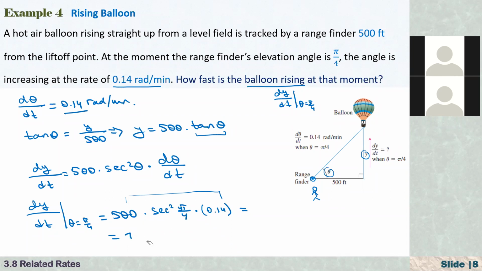Sorry, it is 70, right? And secant of pi over 4, secant means 1 over cosine, and that is 1 over square root of 2, that is, square root of 2 squared, that's equal to 2, which is equal to 140 feet per minute. Okay, so at that instant, the hot air balloon is rising at the rate of 140 feet per minute.